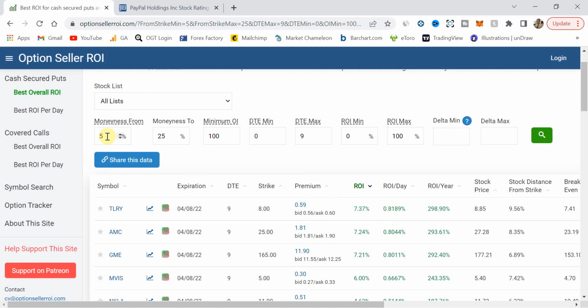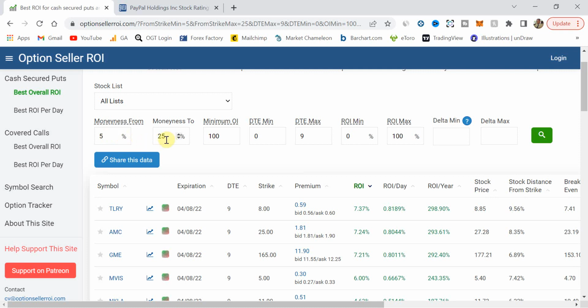So if I'm going to sell a cash secured put, I'm not going to sell it at the money. I'm going to sell it out of the money, i.e. below the current price. So I would be looking at, in this example, 5%, you go 10%, 15%, it doesn't really make a difference.